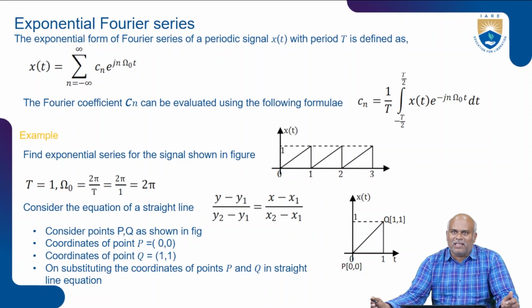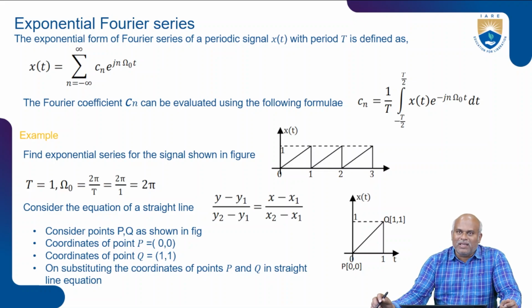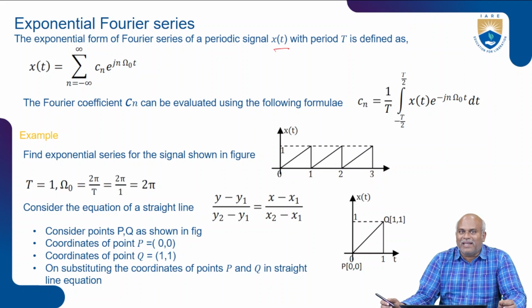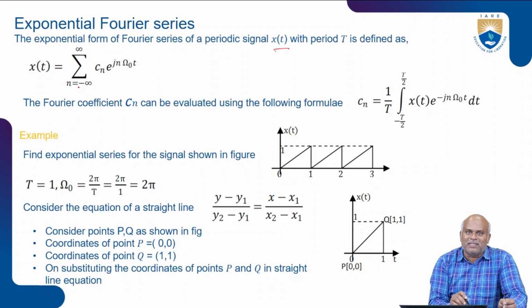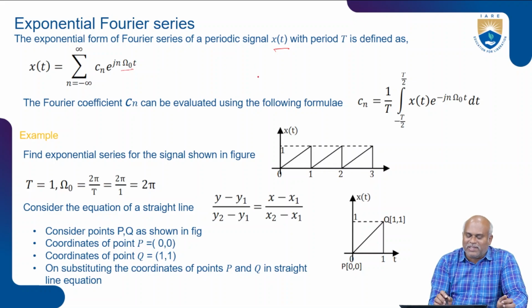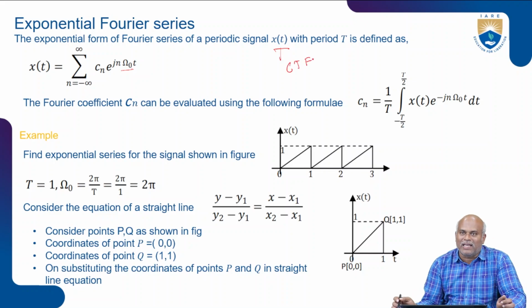The exponential Fourier series applies only to periodic signals. So I take a periodic signal x of t with period represented as a capital letter T. The exponential Fourier series can be defined as x of t equal to the summation of n equal to minus infinity to plus infinity of c of n e power j n omega 0 t. Here omega 0 is the analog frequency, because we studied the analog signal, that is the continuous time Fourier condition.